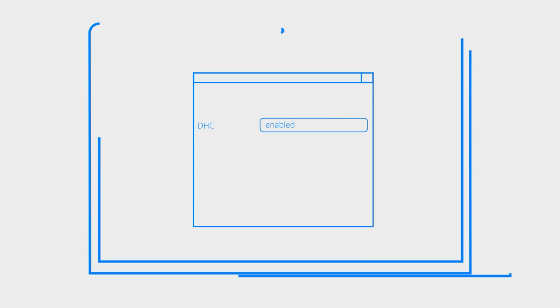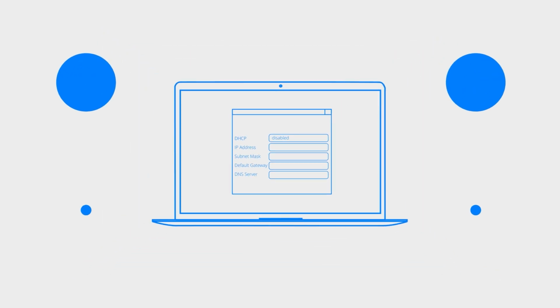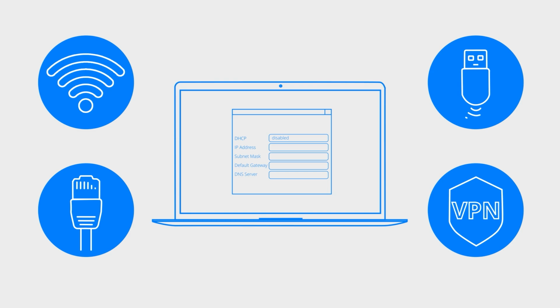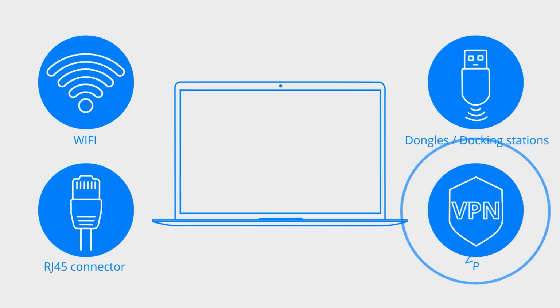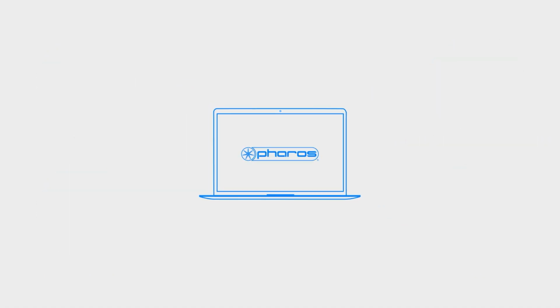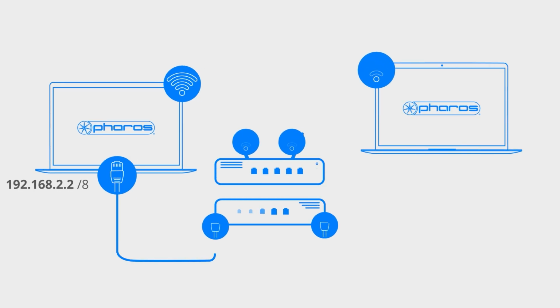If you're not using DHCP, IP addresses can be configured manually. When it comes to setting a computer's IP address, be sure to select the right network interface. Most computers have more than one network interface, which could be built-in Wi-Fi, an Ethernet connector, an external dongle, or a VPN. Ensure that network interfaces connected to different networks have unique IP ranges and subnets so that your computer can communicate with the correct devices.